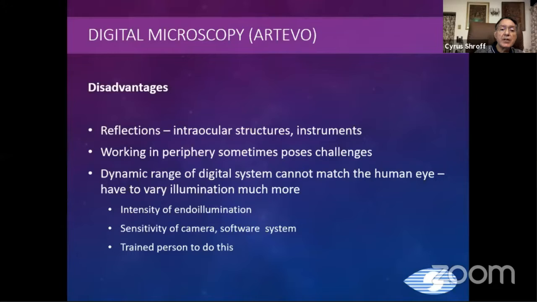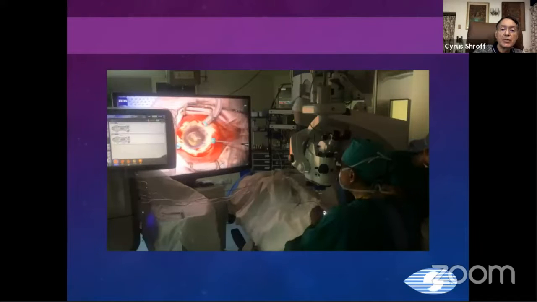Sometimes during surgery, intraocular structures or reflective instruments can cause more glare. Working in the periphery sometimes poses challenges. And the dynamic range of a digital system still cannot match the human eye. So you have to vary the illumination much more while you are operating: the intensity of the endoillumination and the sensitivity of the camera or the software system. You need a trained person at hand to do this while you concentrate on the surgery. So this is the setup we have for the heads-up surgery with the RTO system.